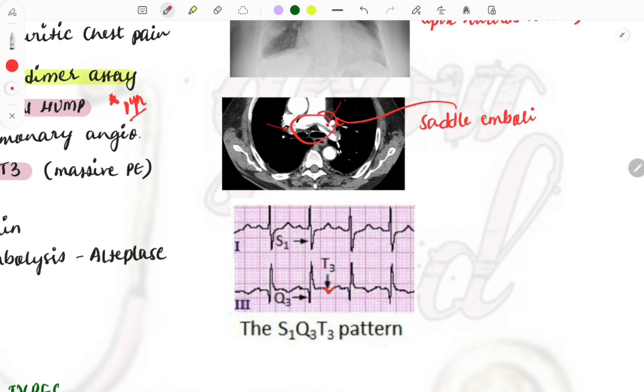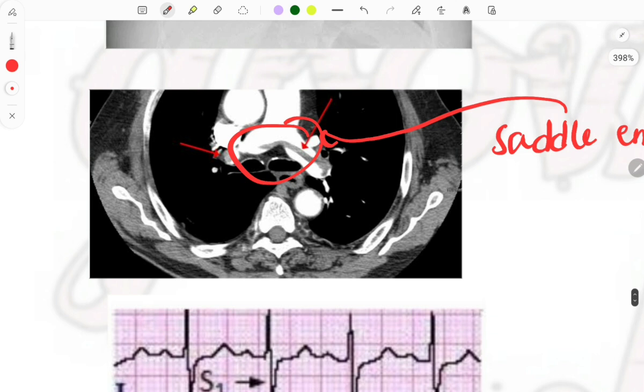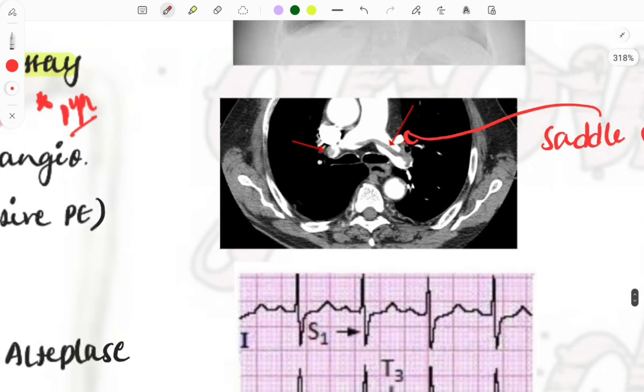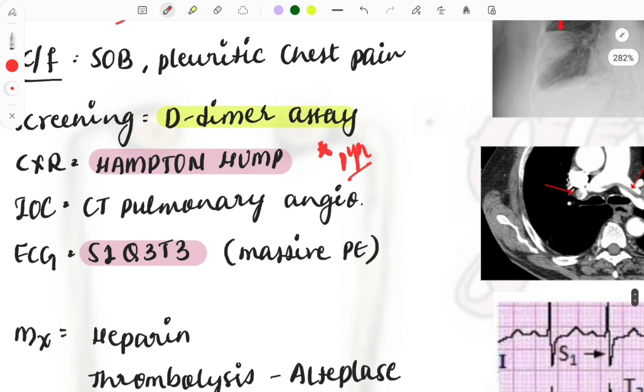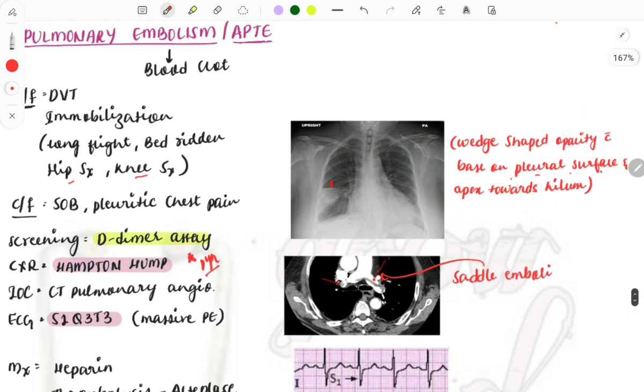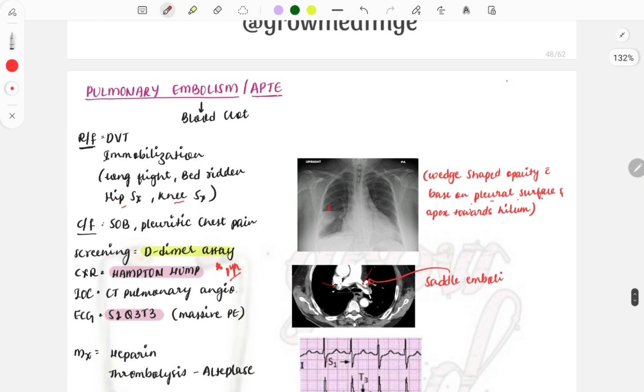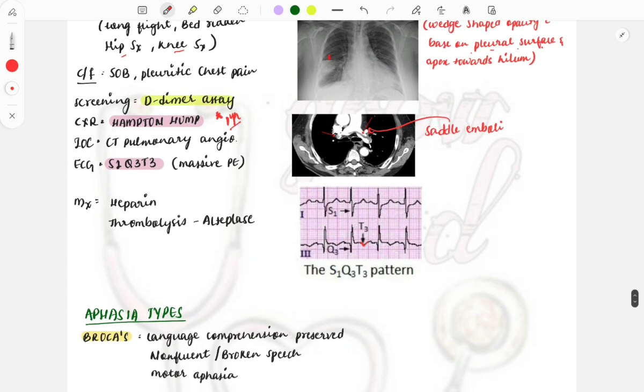So this embolus, if you are appreciating it here, is stuck at the main pulmonary trunk, and it is causing occlusion, due to which sudden respiratory distress will be seen in the patient. And the classical finding seen with this is that on ECG you can see S1 Q3 T3 in case of massive pulmonary thromboembolism. So these are the things from the embolism which you must know.